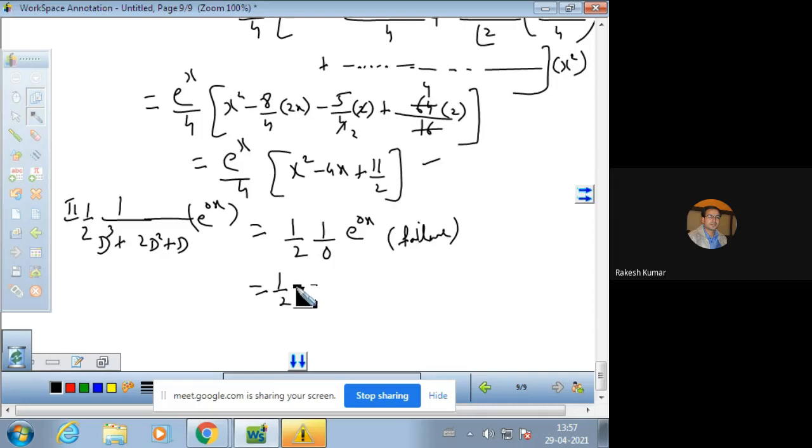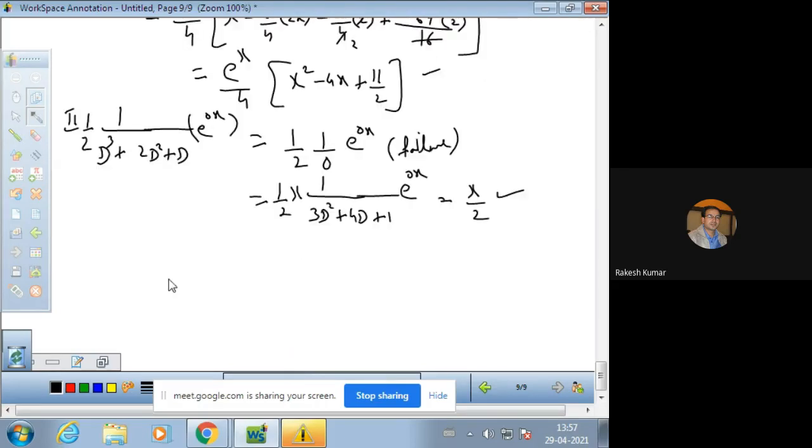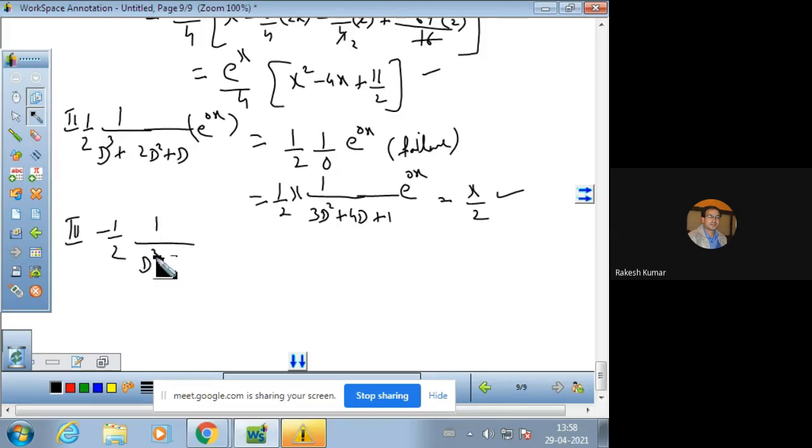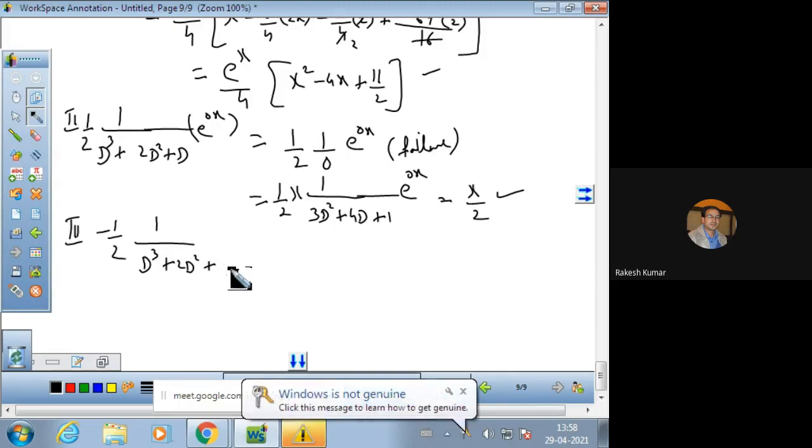In that case, what we need to do: 1 by 2 multiplied with x, and find out the derivative of the denominator term. That is 3D square plus 4D plus 1 into e raised to power 0x. So put 0, you will have x over 2. So this will be the particular integral of the second term, and you can find out the particular integral of the third term also. And in the third term, we have minus 1 by 2D cube plus 2D square plus D into cos of 2x.